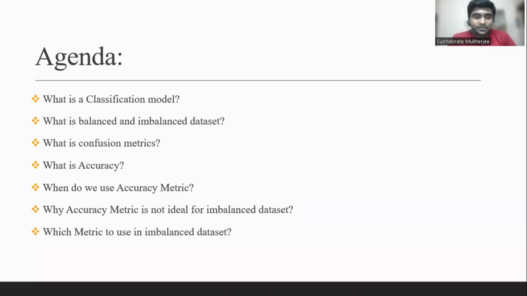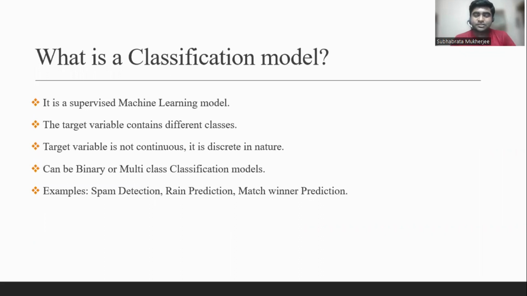So today our agenda is to discuss classification models, then balanced and imbalanced datasets. Then we will discuss the confusion matrix and what accuracy is, when we actually use the accuracy metric, why accuracy is not an ideal metric in case of imbalanced datasets, and what metrics we can use in case of imbalanced datasets. So let's discuss the classification model.